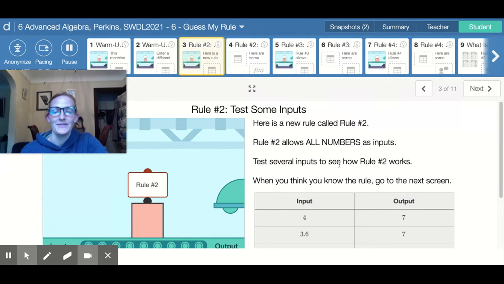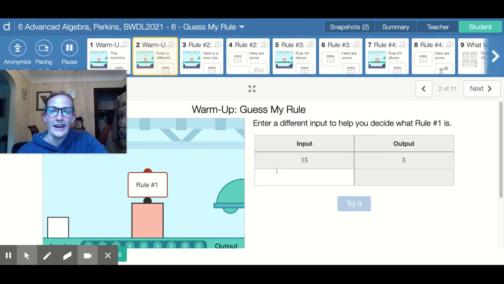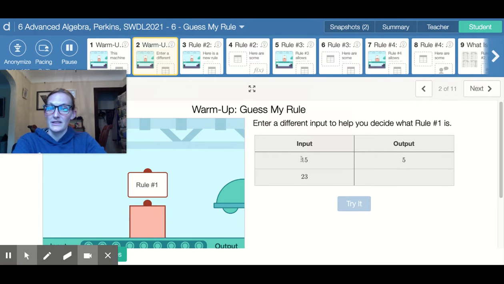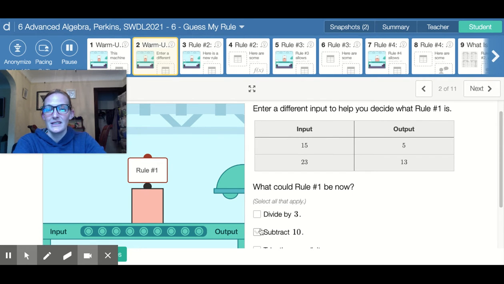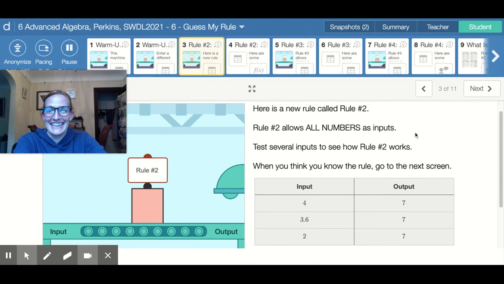Okay, here's the idea. You were given a bunch of rules in this Desmos activity. In this one, you can plug in whatever number you want, and you're trying to figure out what the rule is. So it could be dividing by 3, but 23 minus 10 is 13. So the rule here is subtract by 10. Sorry, I got ahead of myself.